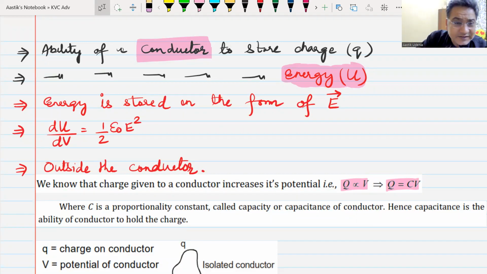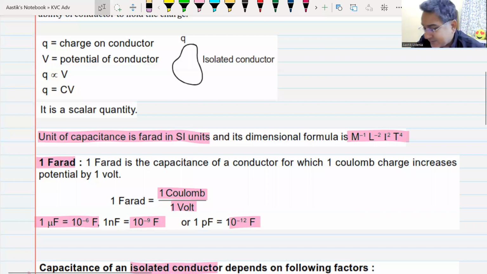We had seen the capacitance of a conductor. Capacitance of an isolated conductor is the ability of a conductor to store charge. The better way to say this is, it is the ability of a conductor to store energy. This energy of the conductor is stored in the form of electric field. Energy stored per unit volume is half epsilon naught E square. This energy is stored outside the conductor, and we had seen C is known as the capacitance of the conductor.